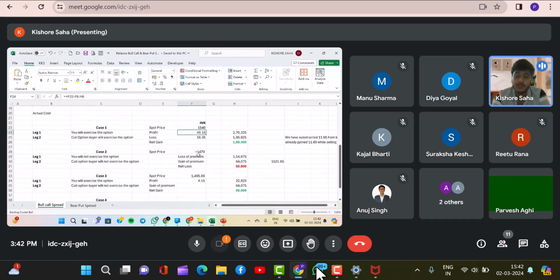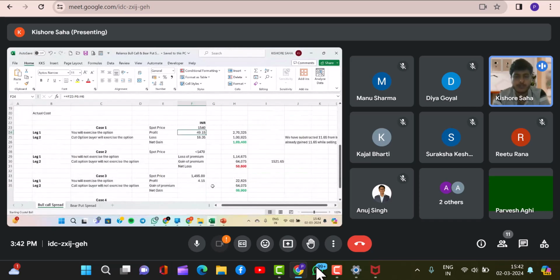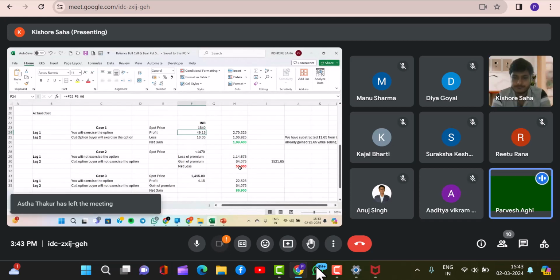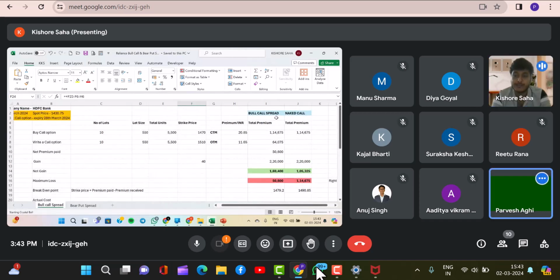In the second case, what if the spot price is less than 1470? Then of course I will not exercise my call option. So what would be my loss? It would be the loss of the premium that I have paid, because I will not exercise the option. And similarly, the call option buyer will also not exercise the option, so I gain the premium. Again, we can see the net loss is 50,600 in this case. This is equivalent to the maximum loss that we can make in the bull call spread strategy.